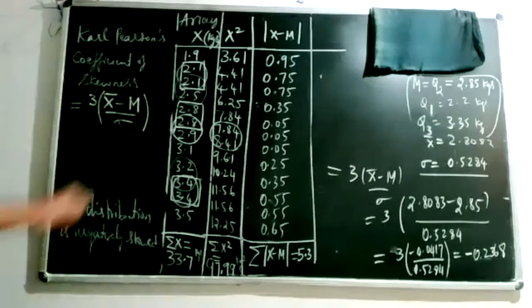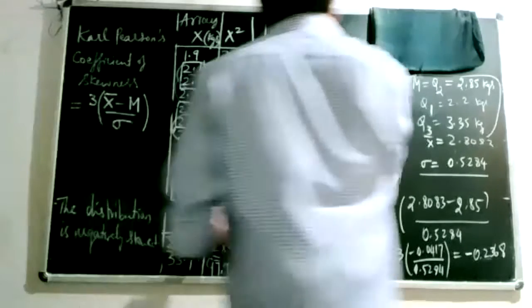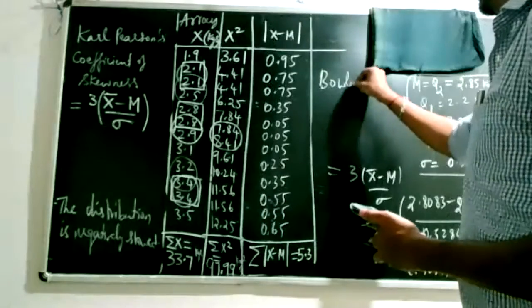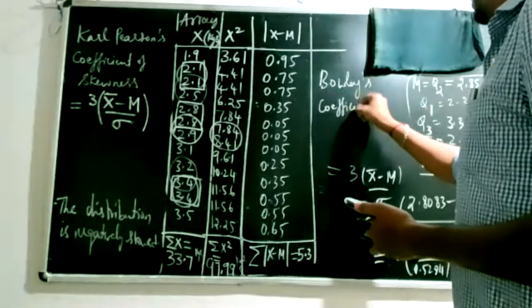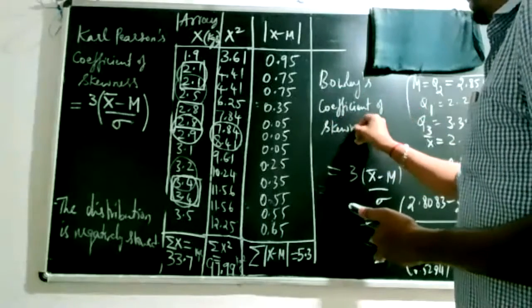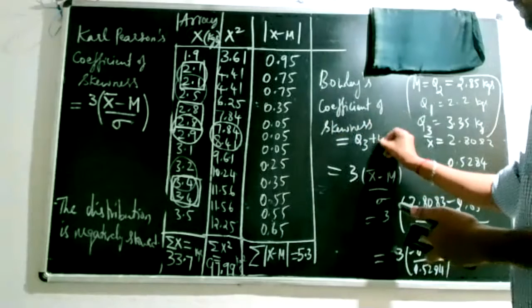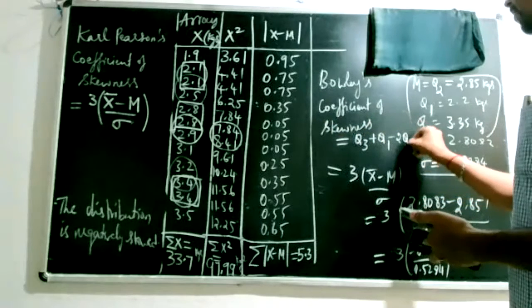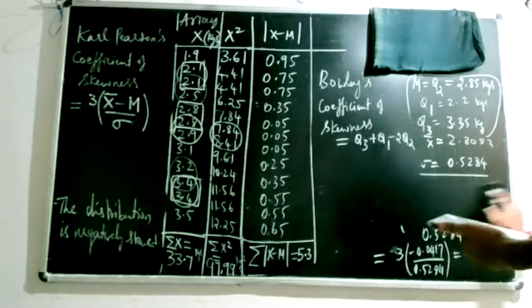So this is how you compute Karl-Pearson skewness. And now the next type of skewness is based on quartiles, which is Bowley's method. Bowley's coefficient of skewness is given by the formula Q3 plus Q1 minus 2Q2 divided by Q3 minus Q1.